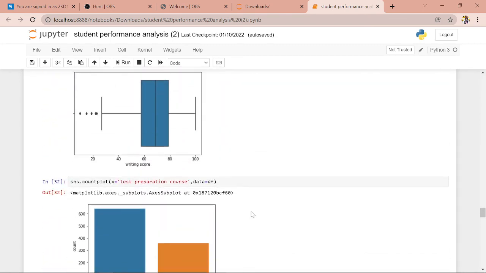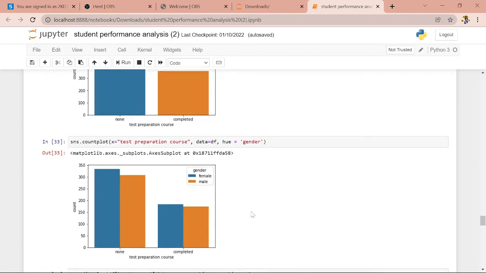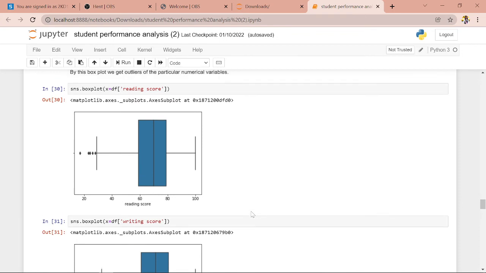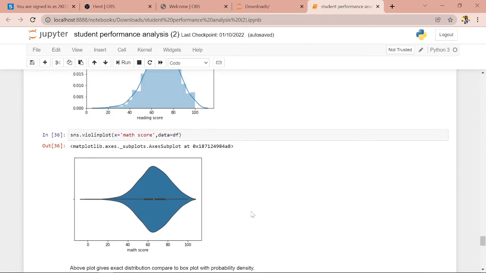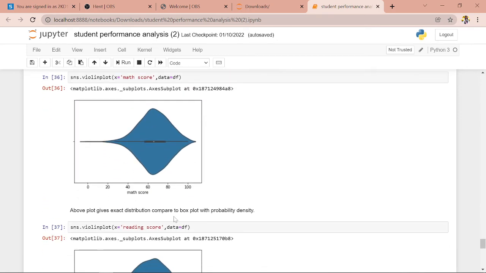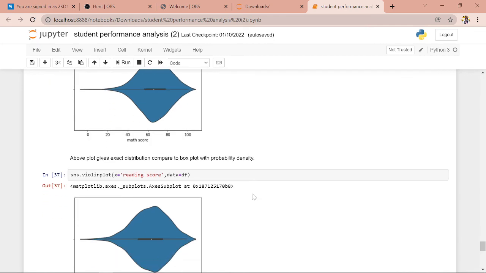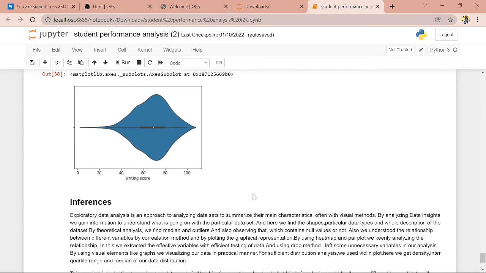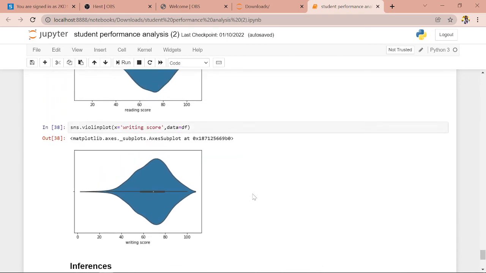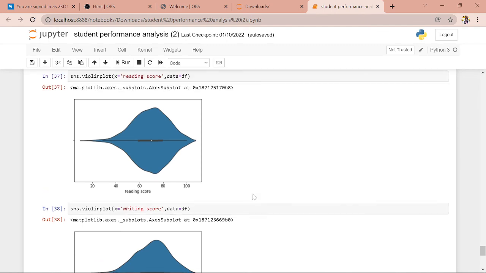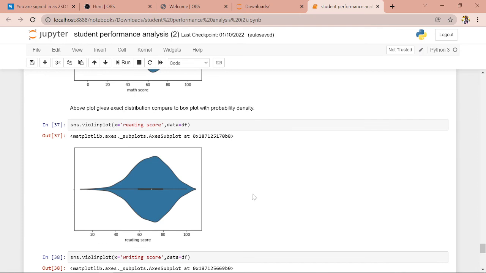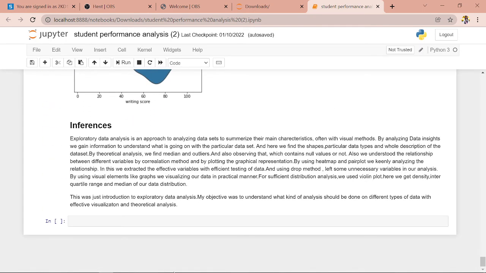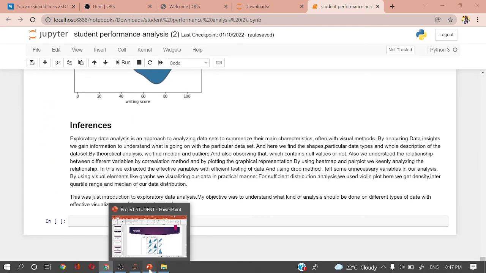Previously we were seeing box plots. In this we see reading and writing score and preparation score. Here the comparison is compared to box plot with the probability density. Here the predictions, reading score, writing score. This is only a prediction, just like a probability, not exact. It's a predicted output.